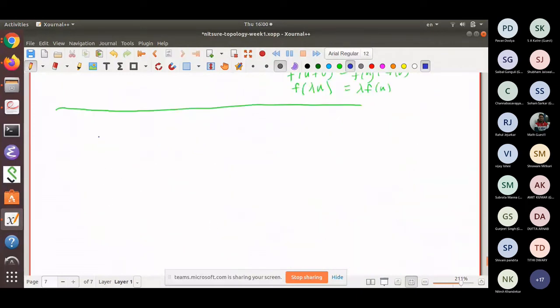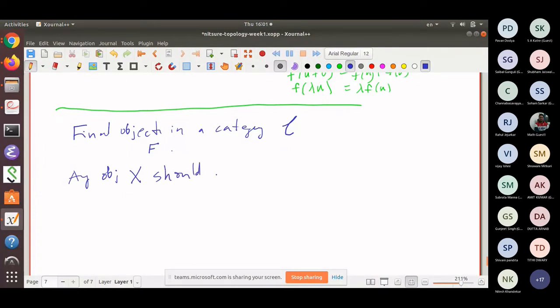So now let me introduce one more general concept called final object in a category C. Such a final object, let's call it F, should have the property, the definition is: any object X should have a unique arrow to F. So there should exist a unique such arrow from X to F. Let's call this arrow P.